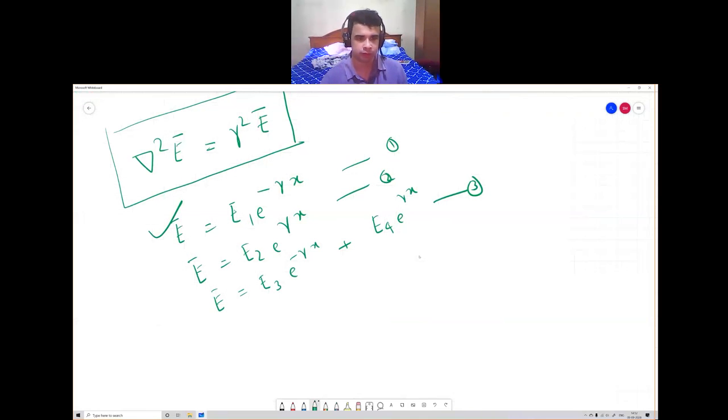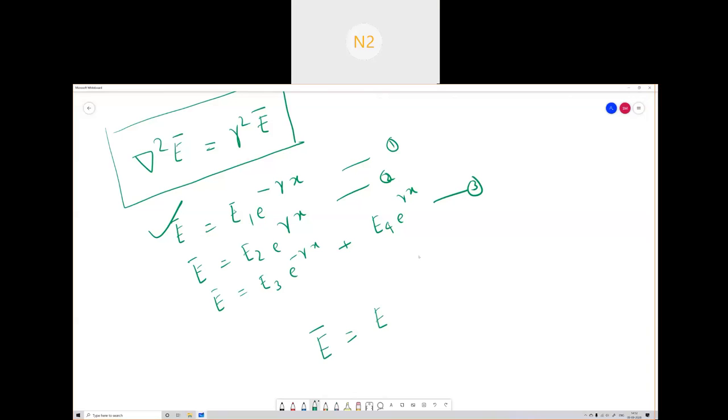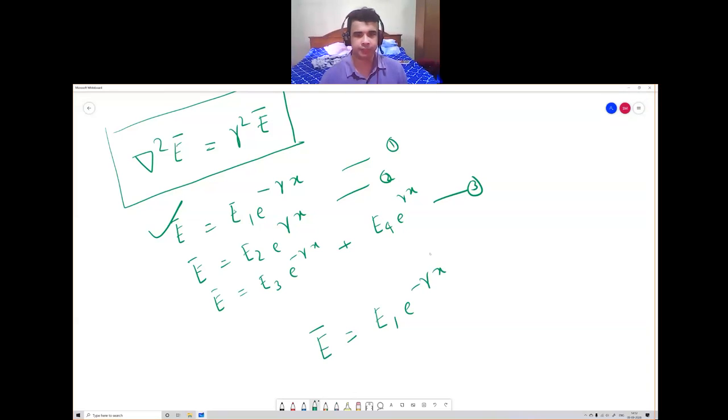No problem. So E equal to E1 e to the power minus gamma x. And once again, as per the assumption from the last class discussion, it will have only a y component. Although it is not necessary, you can have both y and z components. We will see that in implementation. For convenience, we take the real part of this, and we will put the e to the power j omega t term as well. This will be the solution.